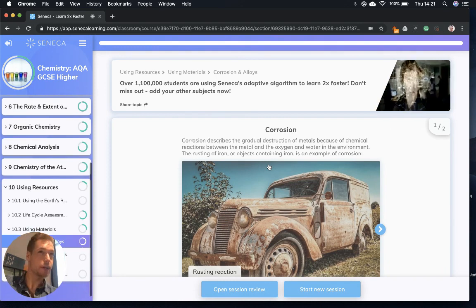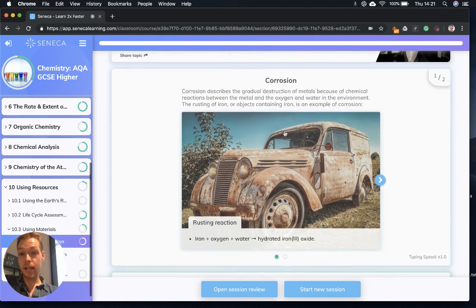But don't worry, we're then going to be building up and getting together and talking about alloys. Okay, so let's dive in. This is going to be really good prep for your GCSE chemistry exam, and we're going to start with corrosion.